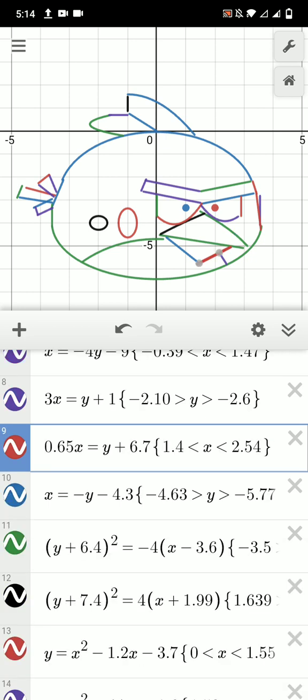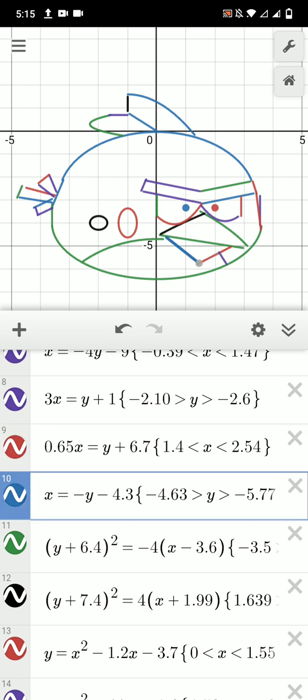This function here is 0.65x = y + 6.7, with the domain of x greater than 1.4 but less than 2.54. And this function is a linear equation, x = -y - 4.3, with the domain of y less than -4.63 and greater than -5.77.